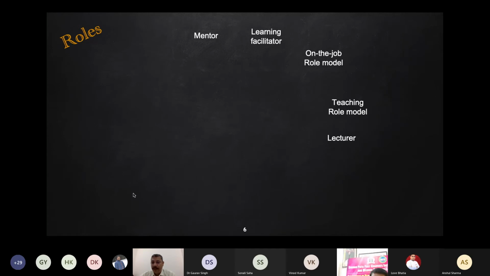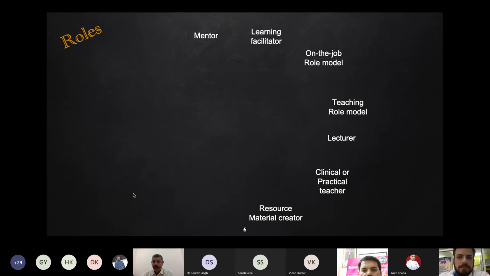Then, as a lecturer, to impart the lectures, a clinical or practical teacher, resource material creator. That's very important. It's not only when you are sitting with the student, when you are in contact with the student, that you have to perform these roles. When you are away from the students, sitting in your chambers, in your department, you have to play the role of resource material creator. The resource material which you will impart and distribute to the student. Study guide producer, you have to create the study guides for the student.